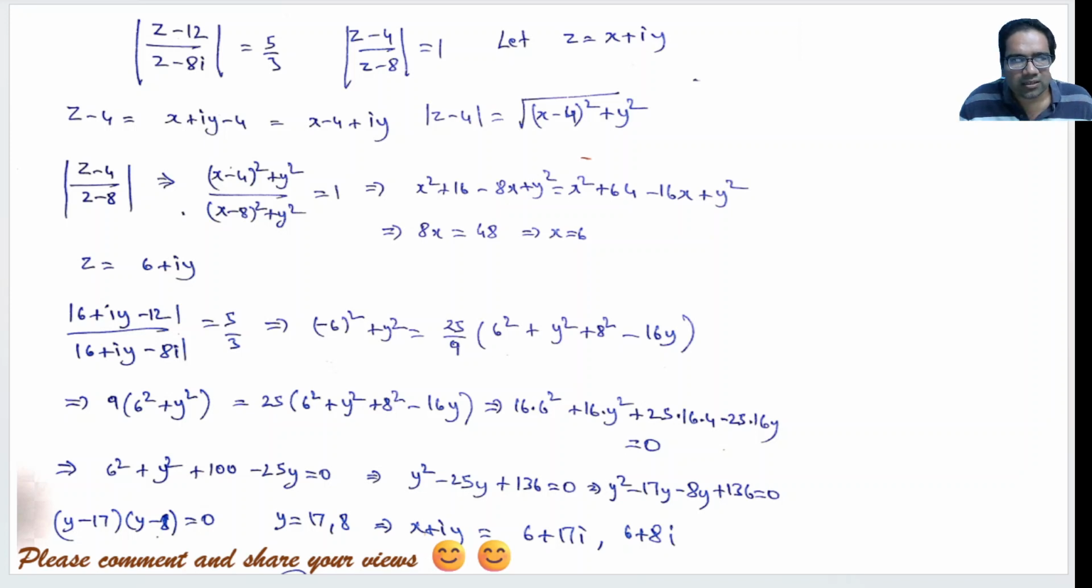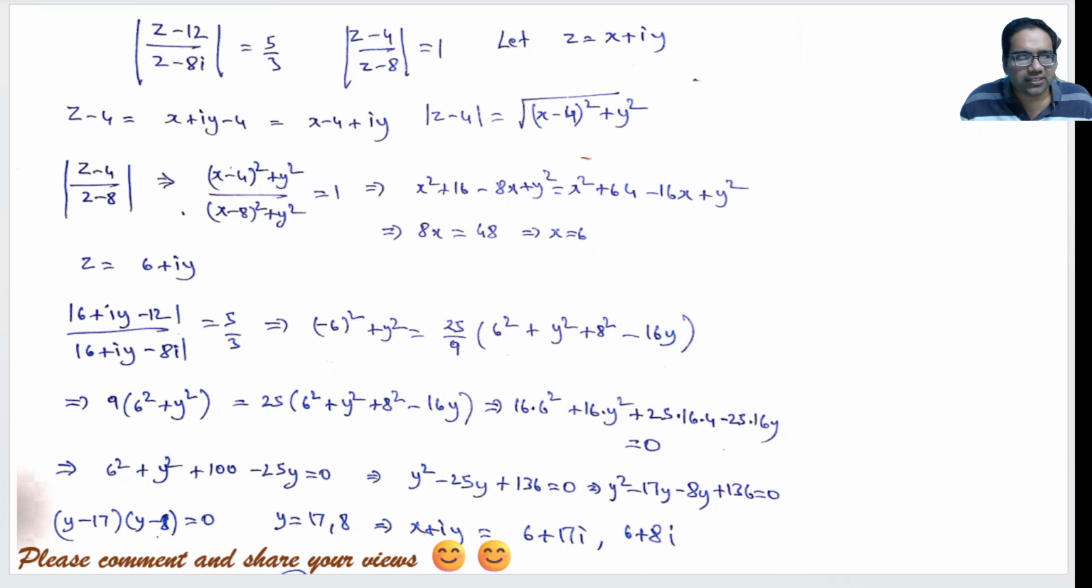Let us simplify this, because there is a common factor of 16 in everything. Cancelling the 16, we are left with 6 square plus y square plus 25 times 4, which is 100, minus 25y equals 0. That means y square minus 25y plus 136 equals 0. 136 is 17 into 8, so we can write it as y square minus 17y minus 8y plus 136, since 17 plus 8 is 25 and 17 times 8 is 136. So we get (y minus 17) times (y minus 8) equals 0. y can be either 17 or 8.